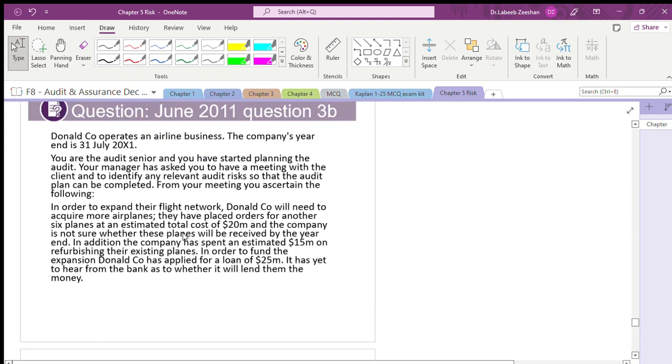Now, when you are doing this in the examination, if you have a computer based examination, you can highlight the things. Highlight here. Now it's clear in our mind that there are 5 audit risks and 5 audit responses. You are an audit senior and you have started planning the audit. Your audit manager has asked you to have a meeting with the client and identify the risks so that the audit plan can be completed.